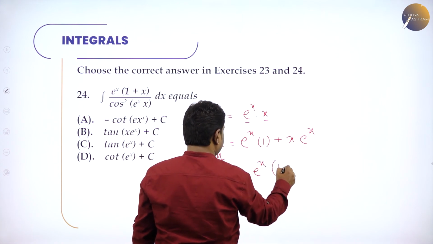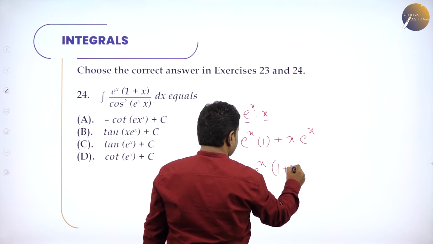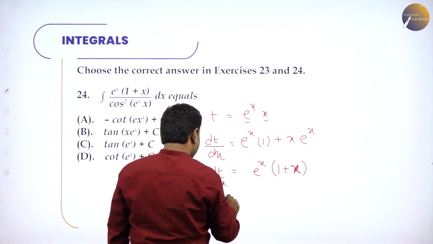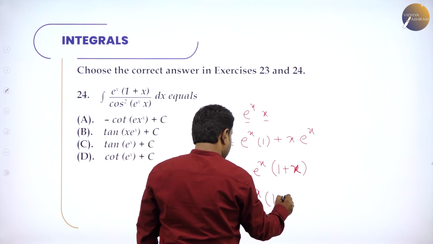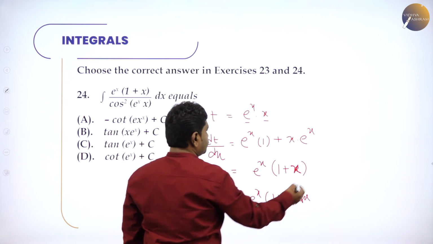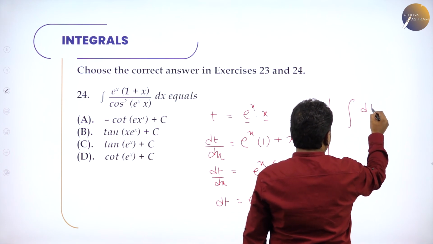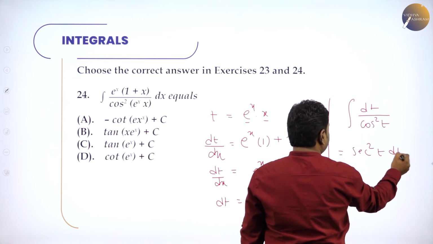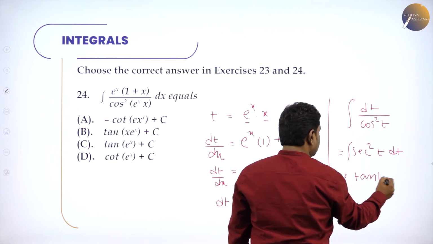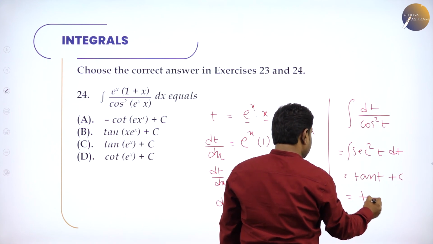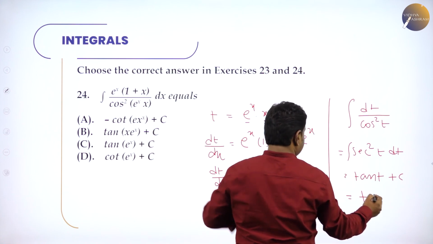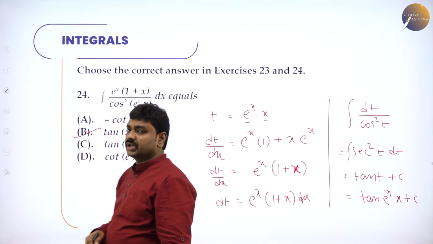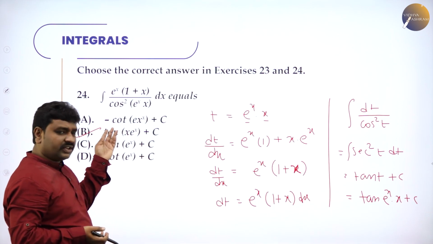I can take e power x common, and it will be 1 plus x. So this is the numerator, if you see. So dt by dx; what is dt? dt becomes e power x into 1 plus x into dx. Now substitute in the given question. The given question becomes dt divided by cos square t. 1 by cos square can be written as secant square t dt, and the integration of secant square t is what? Tan t plus c. And what is the t value? t is e power x into x. So the answer is tan of e power x into x plus c, option B. And the other method is to take this and differentiate; you will get the question.